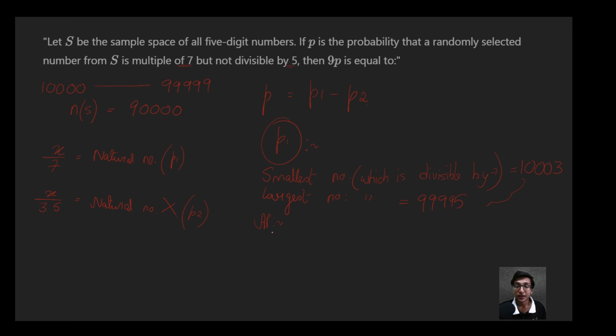For the AP, the nth term that we are talking about is 99,995. The first term is 10,003. N is what we have to find out, how many numbers there are, and our common difference D becomes 7. After calculating, the n that we receive is 12,857. So this is our total number of 5-digit numbers that are divisible by 7, 12,857.